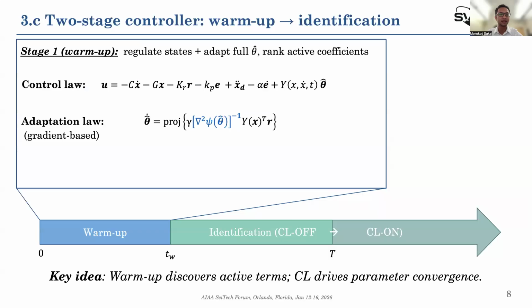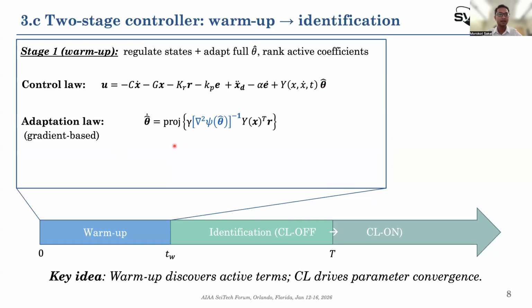How does it work in that case? So this is more detail on the two-stage controller. This is a timeline of all the stages that it's going to go through throughout the simulation. The first one will be the warm-up. This part will just calculate the state and adapt the full unknown, and at the end of the day it ranks the active coefficient. And we need to propose the controller. This controller is actually a standard one that you will see in adaptive control, so I will not talk more about this.